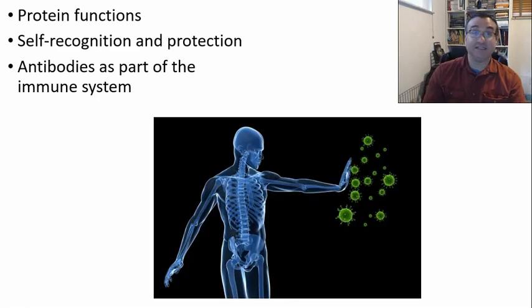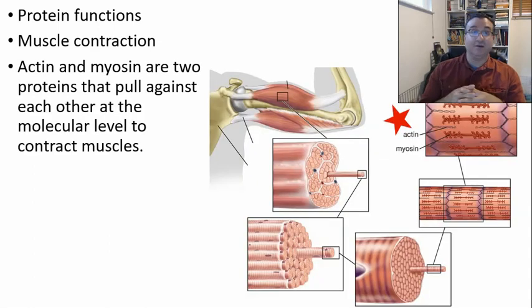Proteins function in our self-recognition, in our protection of our body. So our immune system has antibodies, and antibodies are a kind of protein. And so how do you know what makes up your body? It comes from the proteins in the immune system. Proteins are part of muscle contraction. The two proteins called actin and myosin pull against each other at the molecular level in muscle cells, and then thousands and millions of these lead to full muscle contraction, and so our bodies can move based on proteins.